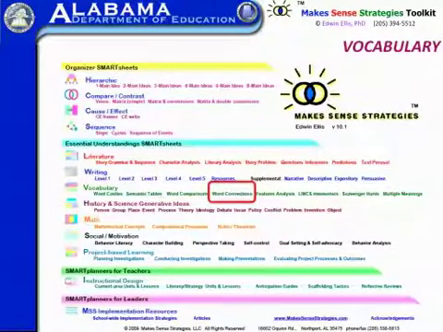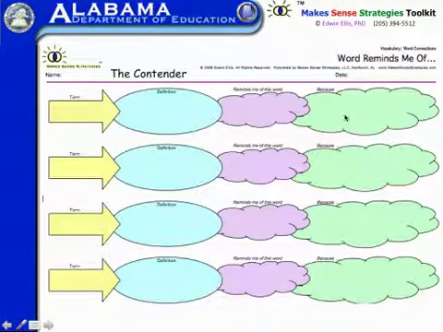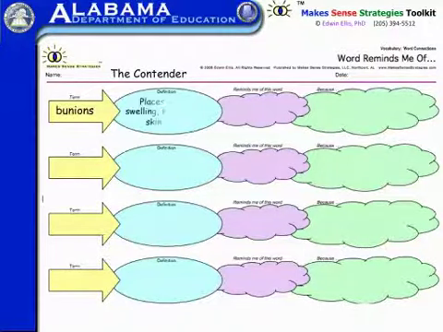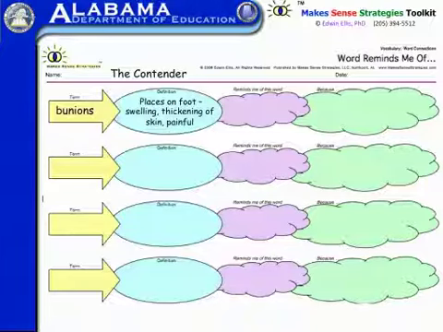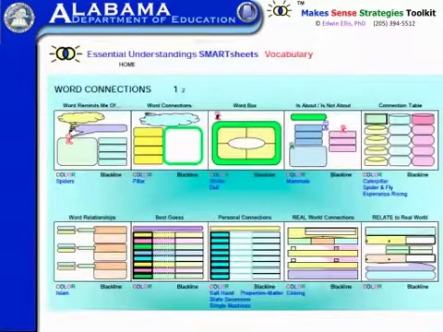Word connections, speaking of which, here's one where you have a term. What's the definition? What does it remind me of, this word because... Let's say we're doing The Contender, and you have a word like bunions, and it's places on your foot, a swelling, a thickening of the skin, and it's painful. So bunions reminds me of blisters, because both are types of sores you get on your feet. And so you can get a sense of how that works.